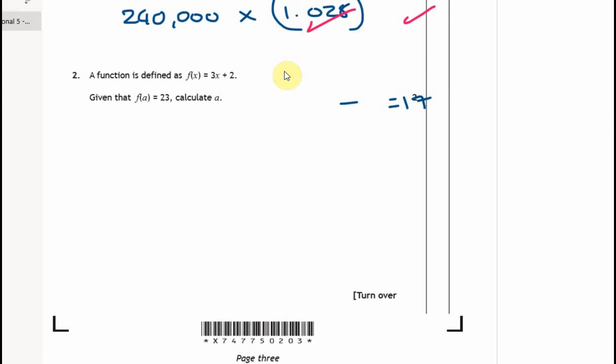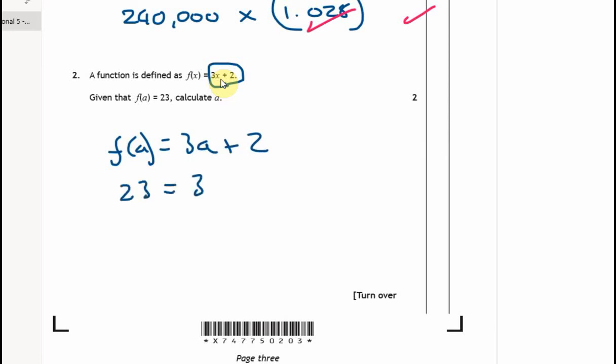The other method is what they've got here, where they say the function equals 23. Now they've just changed x to a as another little way of confusing you, but really what they're saying there is this function here. I'll just make it a wee bit clearer. This bit here equals 23. Now they've said f of a, so if you want to be proper, f of a is going to be 3a plus 2. And they've said f of a is 23, so 23 is 3a plus 2.